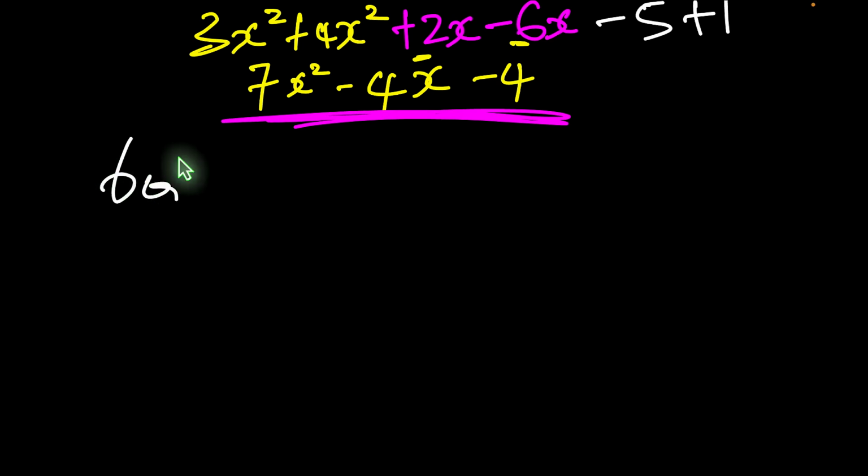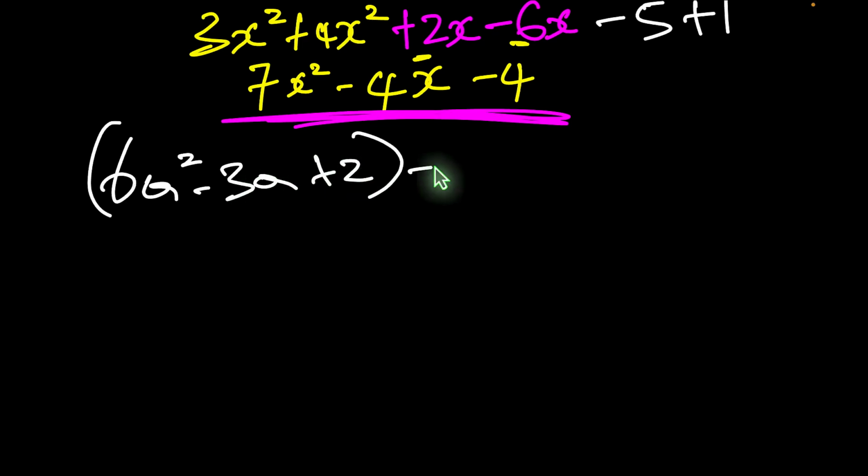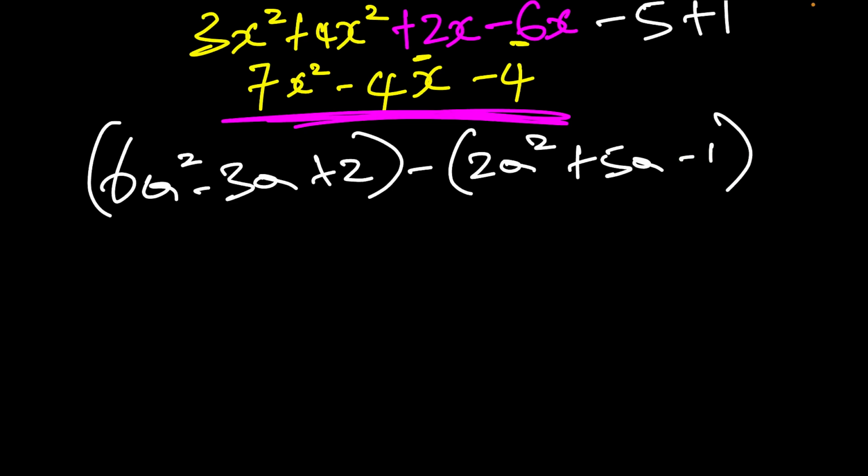So we have 6a squared, and I'm going to bracket it: minus 3a plus 2. I'm putting a minus this time: minus 2a squared plus 5a minus 1. Now I'm going to show you a trick with this one. It's not really a trick, but it's something that is quite useful. So this minus can tend to throw a lot of people off.